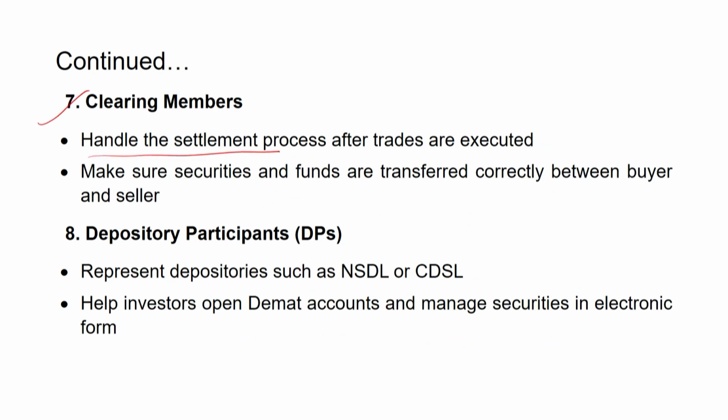Then comes the clearing members. The clearing members help in the settlement procedure of the trades when they are executed. So they make sure that the securities are credited in the accounts of the investors and funds are transferred correctly to the seller of the security. And then the next participant is the depository participant. So NSDL and CDSL are there, that we have discussed in the previous modules also. They help the investor by opening their demat account and managing the securities in electronic form.